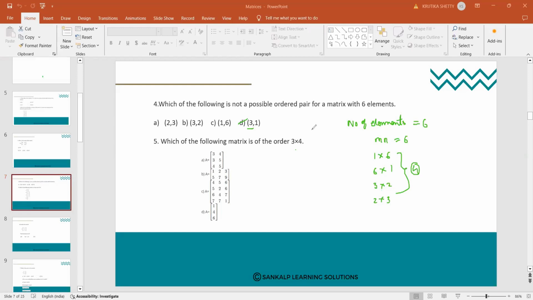Actually, there is a slight change in this question. Take the order as 4 cross 3. If the order is 4 cross 3, then option C will be the right answer. So 4 rows and 3 columns. Option C will be the right answer. Hope you have understood question number 5. Next, we will discuss the next question.